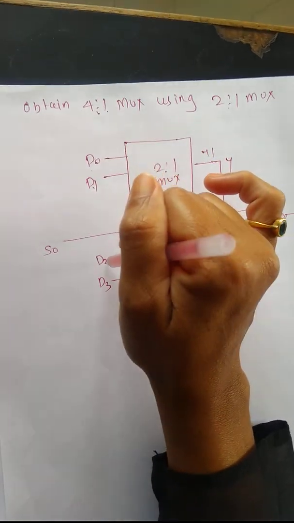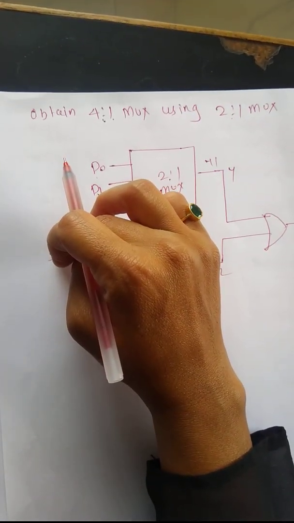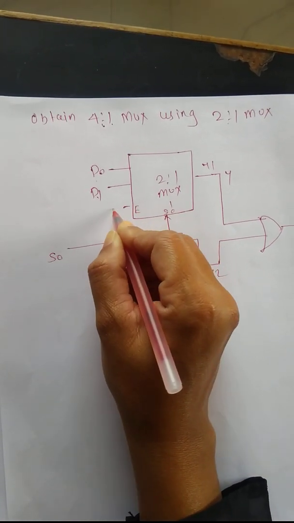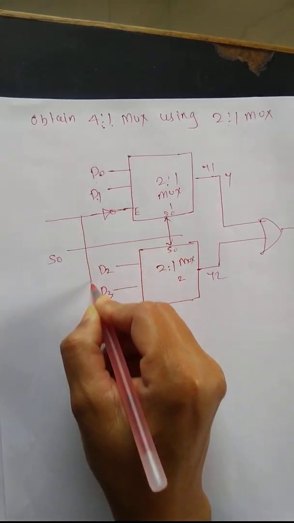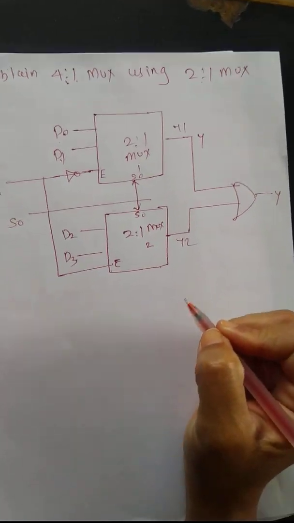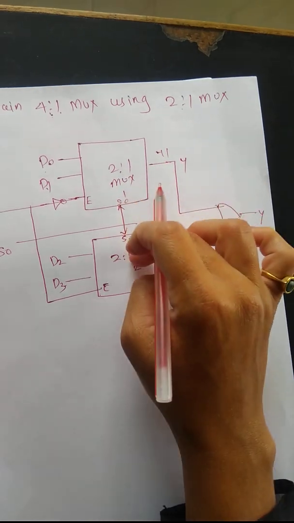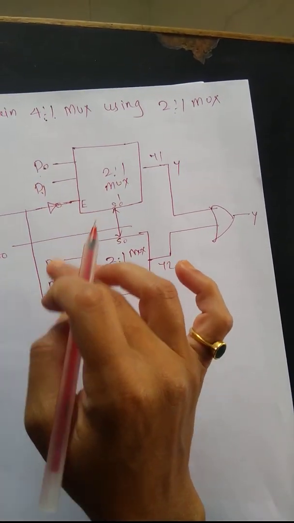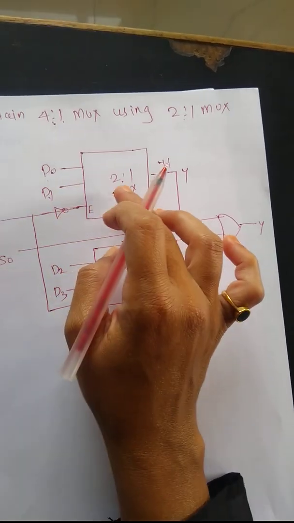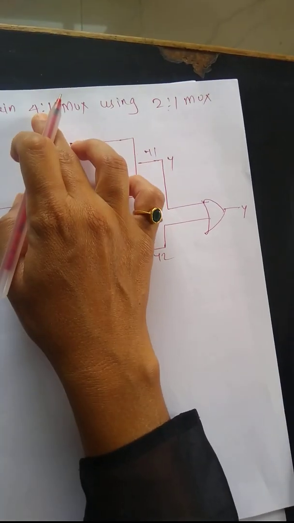A 4:1 requires 4 input lines D0, D1, D2, D3. The 4 input lines we obtain by cascading 2:1 multiplexers. Both are common, taking one S0 connected in parallel, because a 2:1 has only 1 select line, but a 4:1 requires 2 select lines. So for the first enable input, we connect a NOT gate, and the second multiplexer enable we cascade, and we get the other select line. This is the complete requirement of the 4:1: 4 data input lines, 2 select lines, 1 output line. For that we cascade the 2 enables, and in between the enables we connect the NOT gate, because at a time one multiplexer is enabled, and we get the next select line as S1, since the 4:1 requires 2 select lines.